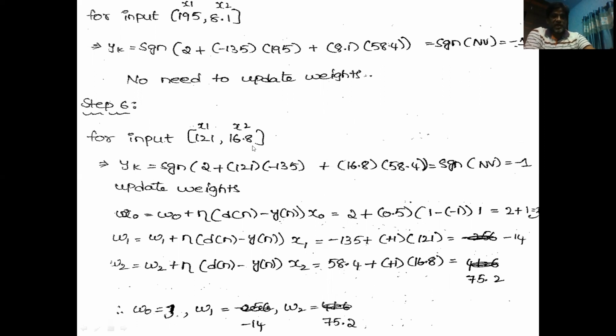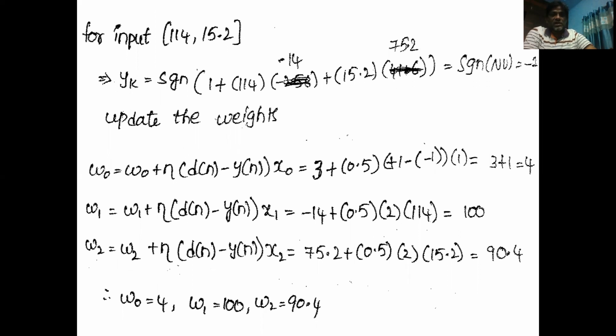121 comma 16.8, it is still wrong, -1. The perceptron needs to produce +1. Therefore weights need to be updated again. So 3, minus 14, 75.2 are the new weights now for the input vector 121 comma 16.8. Second input vector 114 comma 15.2. The perceptron is still producing wrong classification for this also. So you require updation of weights. After using these formulas, it is producing 490.4.